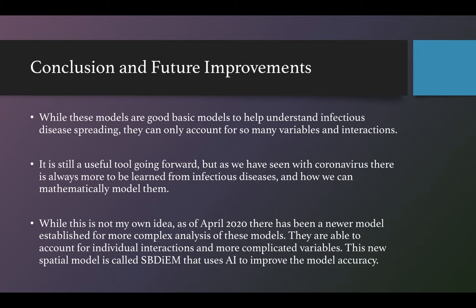They're able to account for individual interactions and more complicated variables. This new spatial model is called SBDIEM. It uses AI to improve the model accuracy. I couldn't find anywhere what the actual abbreviation stands for. Ironically, it's pretty long, but since this is a fairly new model and they've just established and published about it this year because of the coronavirus, it might be very specific terms that these represent, I'm sure. I just couldn't find the actual breakdown of it anywhere.